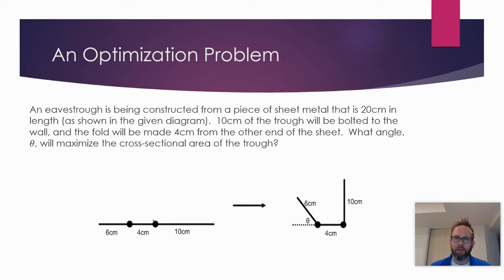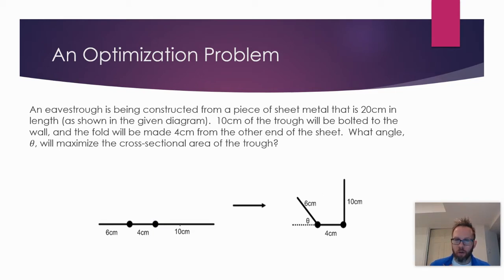Now, the thing with an eaves trough is that it's designed for the water to flow through. In a really heavy storm, you might have lots of water flowing through this eaves trough. And to make sure it doesn't back up and overflow, you would like this eaves trough to have the largest cross-sectional area possible.